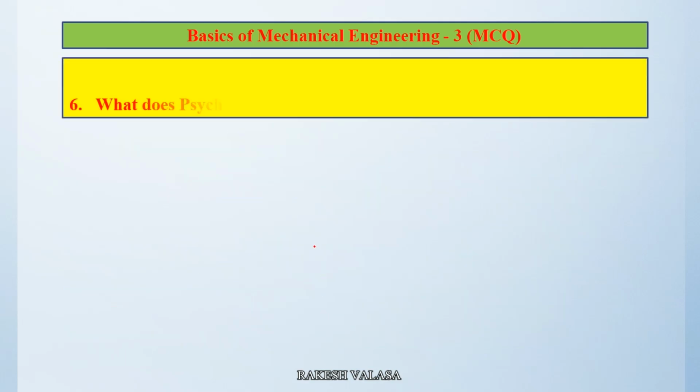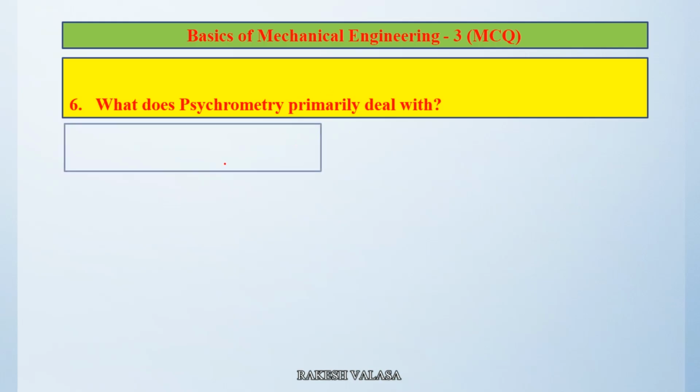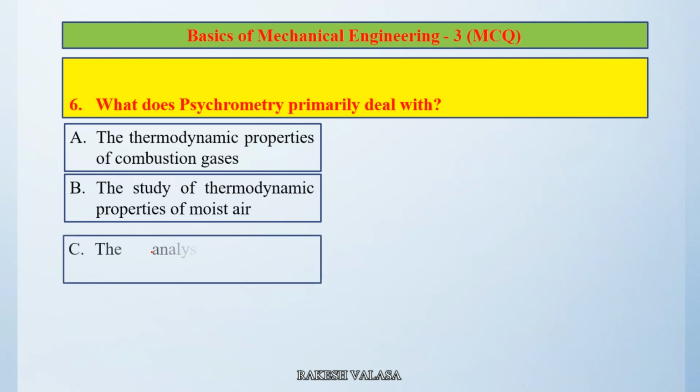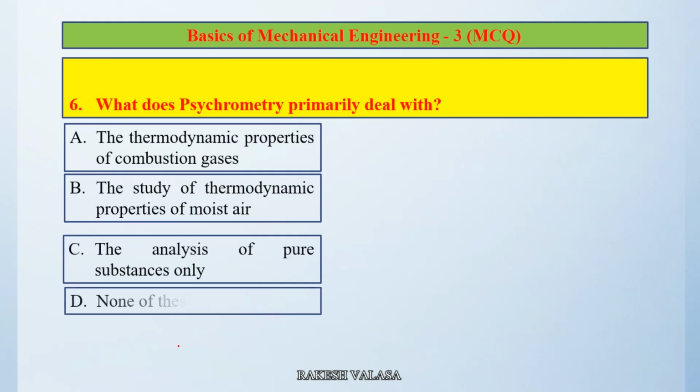Question number 6. What does psychrometry primarily deal with? Option A, the thermodynamic properties of combustion gases. Option B, the study of thermodynamic properties of moist air. Option C, the analysis of pure substances only. Option D, none of these.